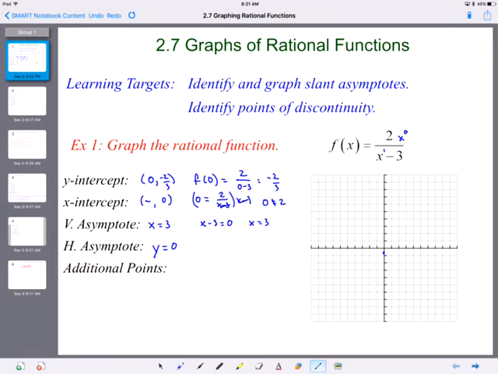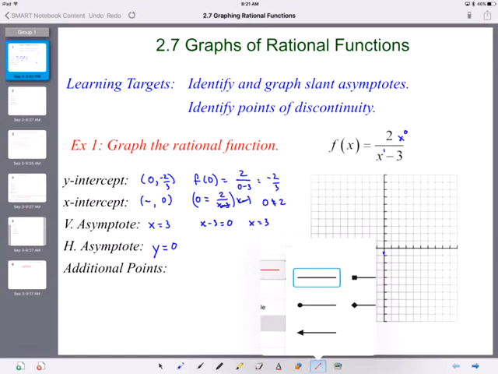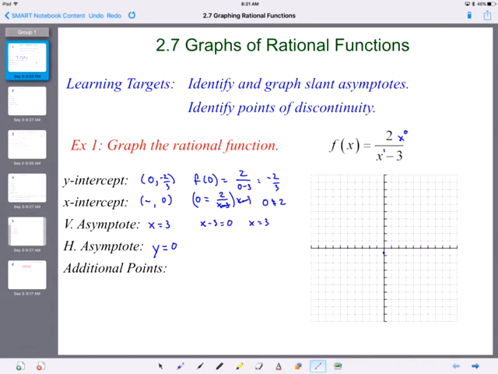We have the vertical asymptote, so let's get that. I'm going to get my line to be dotted because it's not part of the graph. So at x equals 3, we have a vertical asymptote, and then the horizontal is at y equals 0. So we don't have a lot going on that we can actually graph from. So we know one of the graphs is kind of on the bottom left corner, and the other one's probably on the top right.